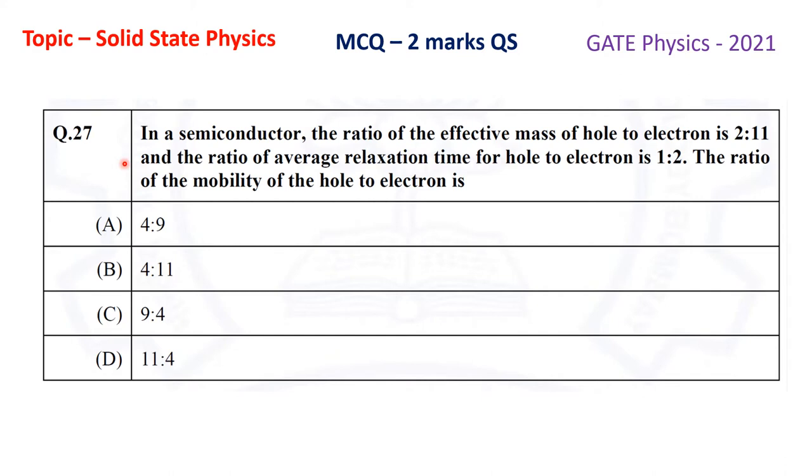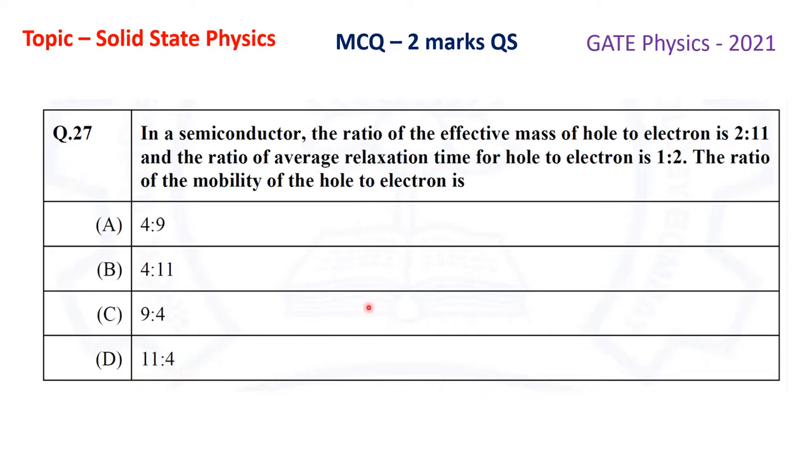In the question it is given that in a semiconductor the ratio of the effective mass of hole to electron is 2:11 and the ratio of average relaxation time for hole to electron is 1:2. The ratio of the mobility of the hole to electron is option A 4:9, option B 4:11, option C 9:4 and option D 11:4.